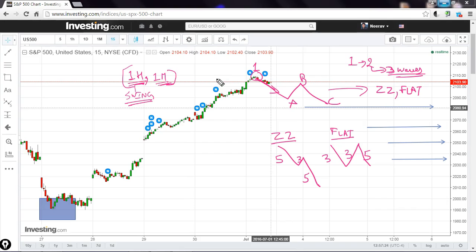And in the next session, I will show you how to make predictions of future movements using these Elliott Wave principles, and we will again use this chart of S&P 500, and we will see how we can figure future price targets and trading strategies associated with them.